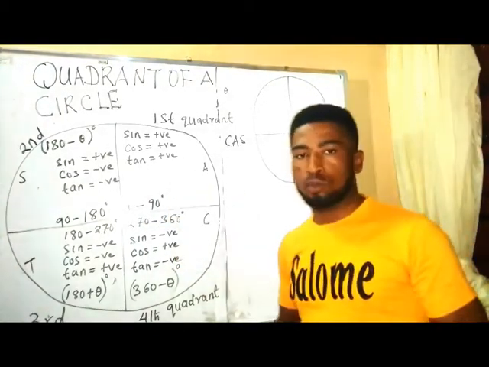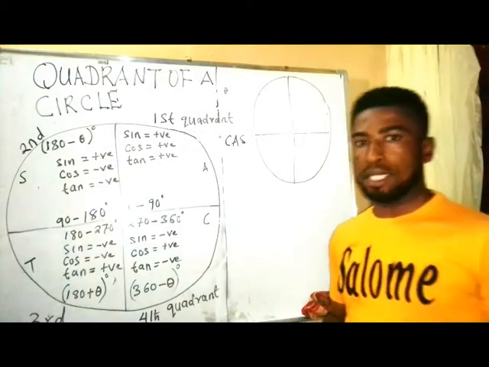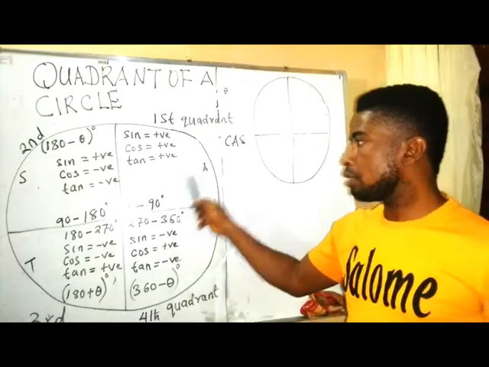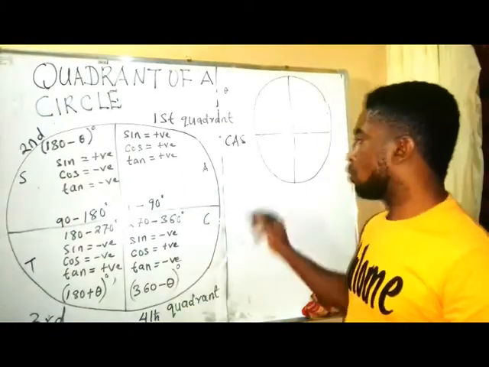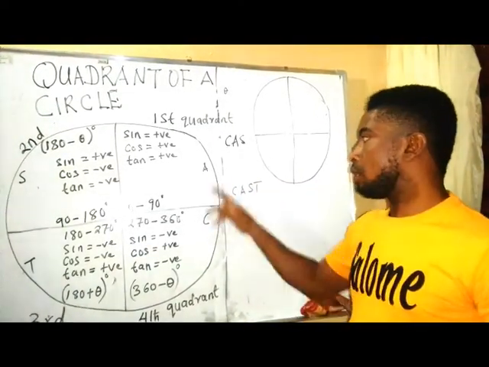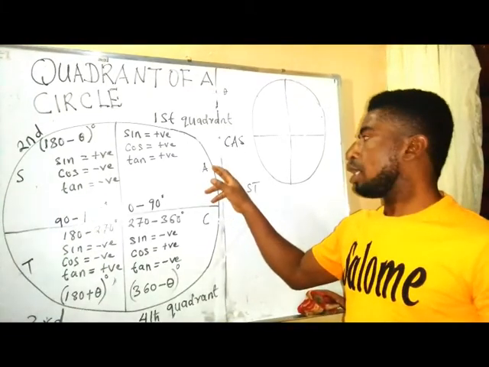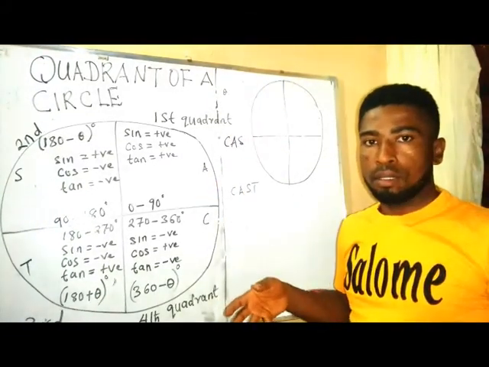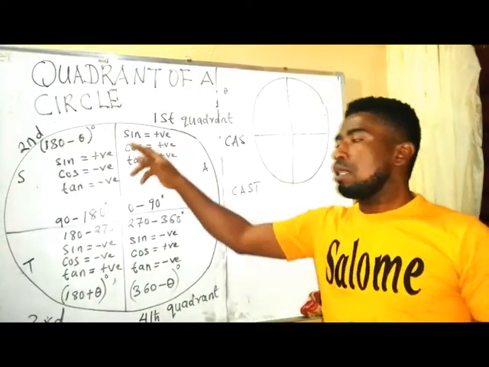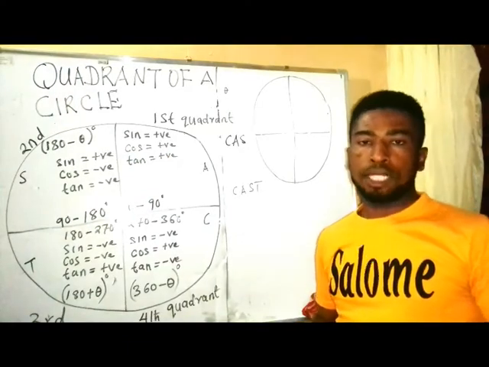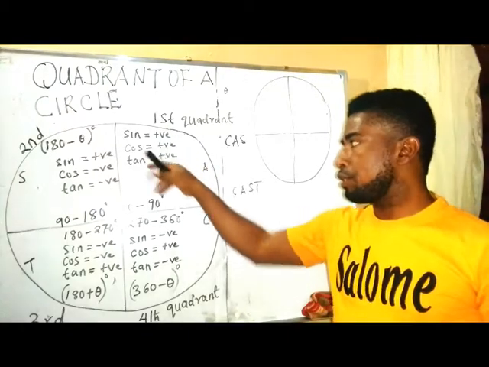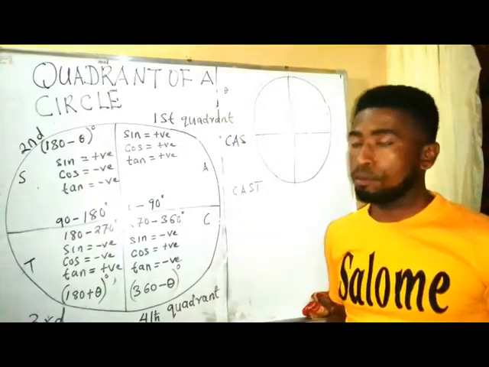Let us analyze the first quadrant. But before we analyze the first quadrant, I want you to look at this word, C-A-S-T. I call it what? Cast. I call it cast. Now this means A. And this A simply means all. That is to say that in the first quadrant, all are positive. That is to say that sine, cosine, and tangent are all positive. So this A here means all.